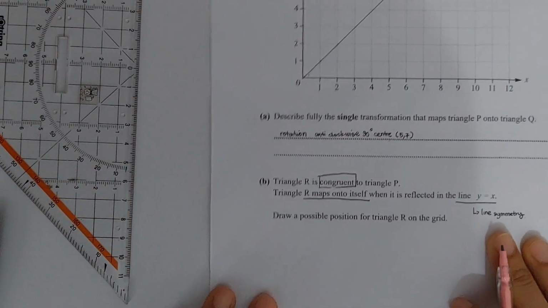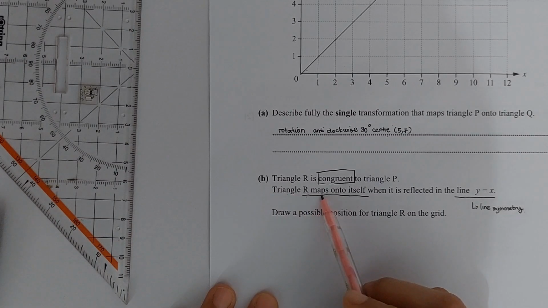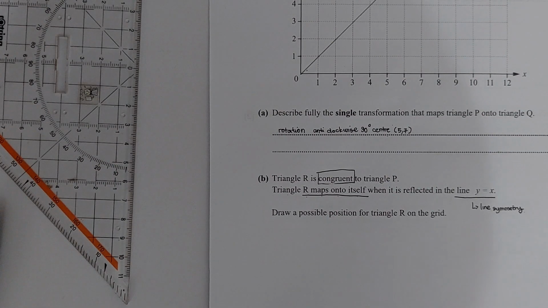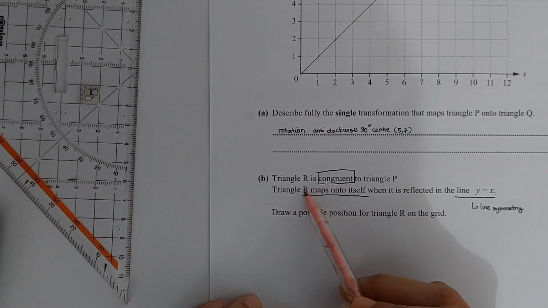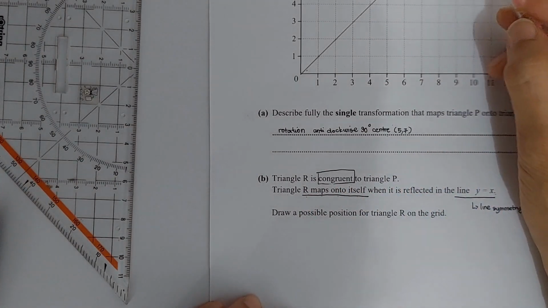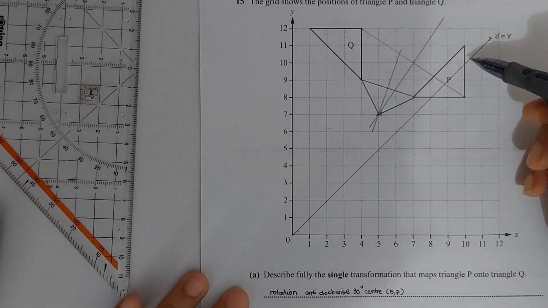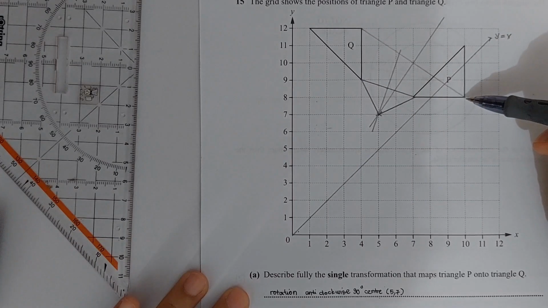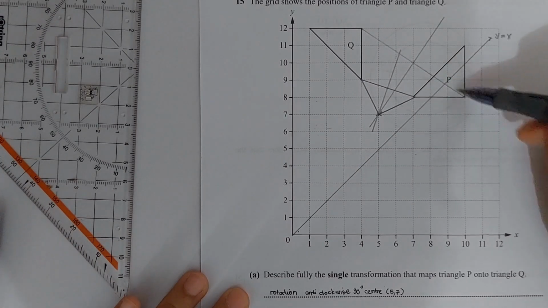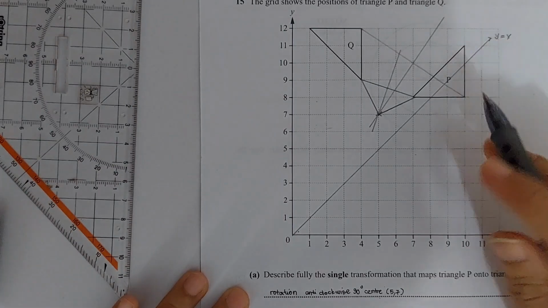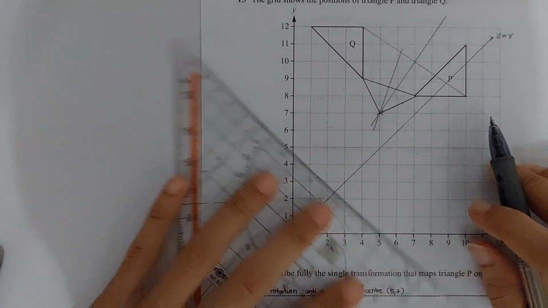And then like I said before, if you want triangle R to map onto itself, when it is reflected in the line y = x it will go to the same triangle. It means the line y = x is the line of symmetry of this one, and triangle R is congruent to P. So we will follow this kind of triangle. So I will do like this. Yeah, look, this side is 3, this side is 3. What is the line of symmetry of this one? Cutting like this, right? That one is the line of symmetry. So I can do it like this.